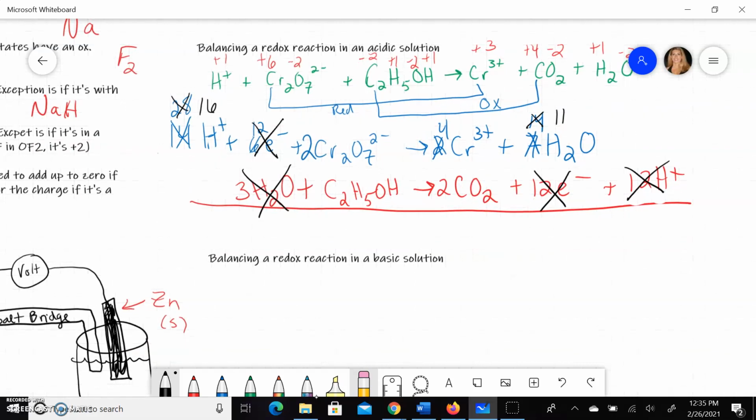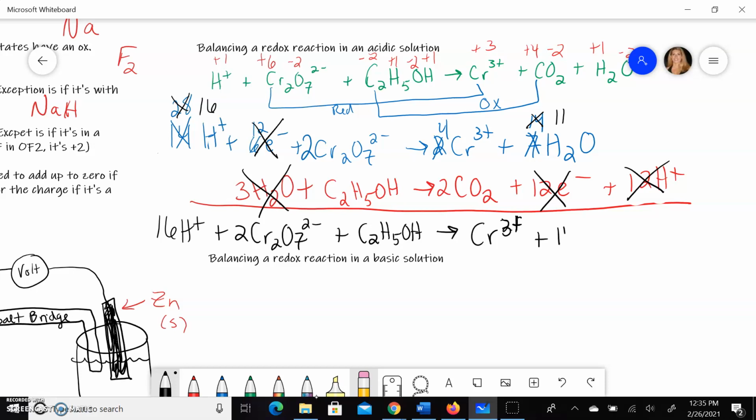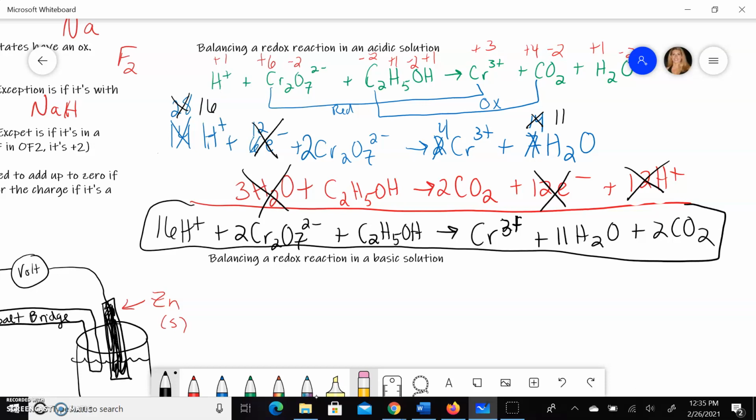So now we're ready to rewrite the reaction. That looks like everything on the left of the arrows. And then on the right, we have chromium. Sorry, that's a plus sign. And CO2. And this is the balanced redox reaction in an acidic solution.